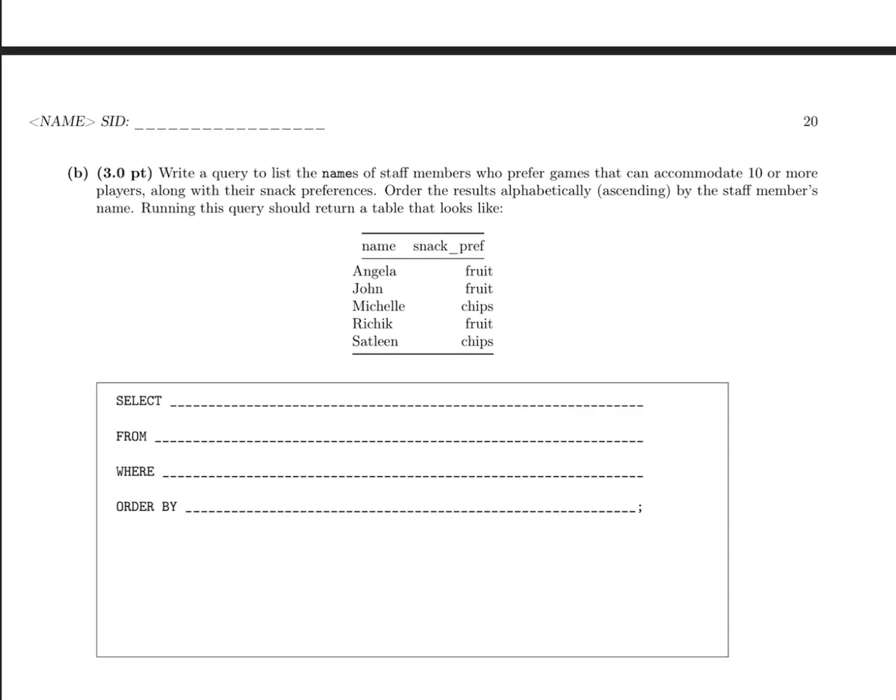For part B, we want to list the staff members who prefer games that can accommodate 10 or more players, along with their snack preferences. Like how we did before, we want to join staff and games where favorite game is equal to name, and then filter for the max number of players being at least 10, and then select name and snack preferences from those. And then we also want to sort it by staff name.